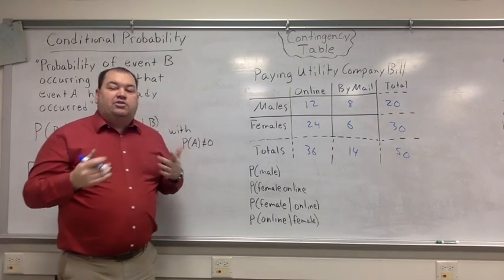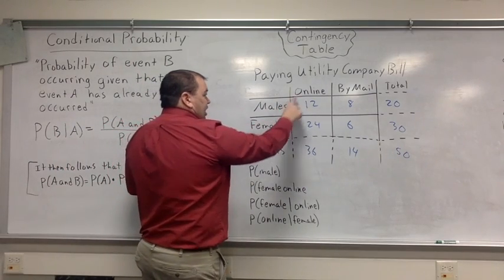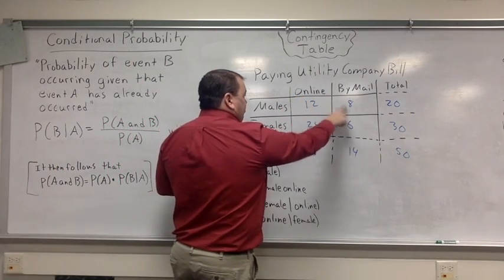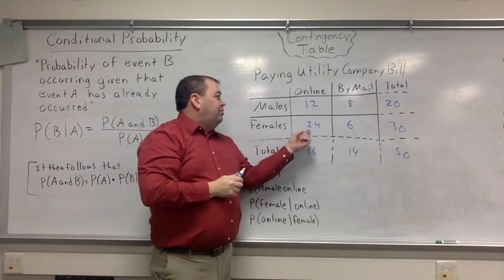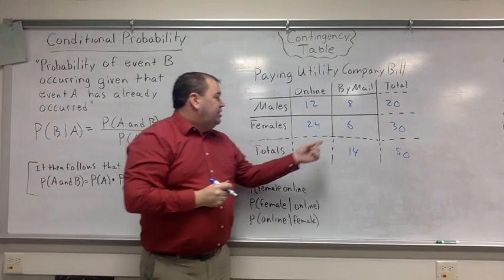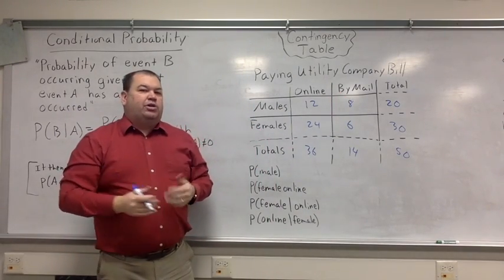So now we have to start thinking about what these mean. There were 12 males who paid online. There were 8 males who paid by mail. 24 females who paid online. 6 females who paid by mail. So we're going to ask some questions about that.